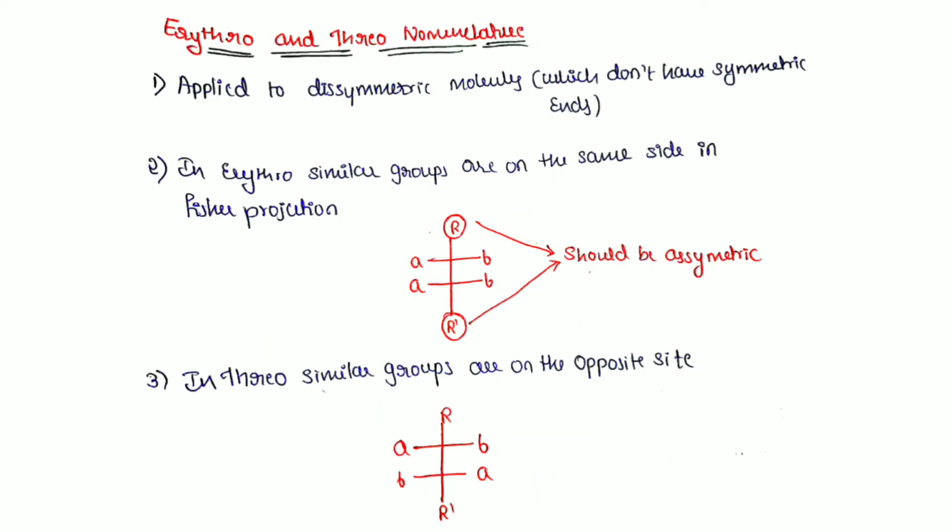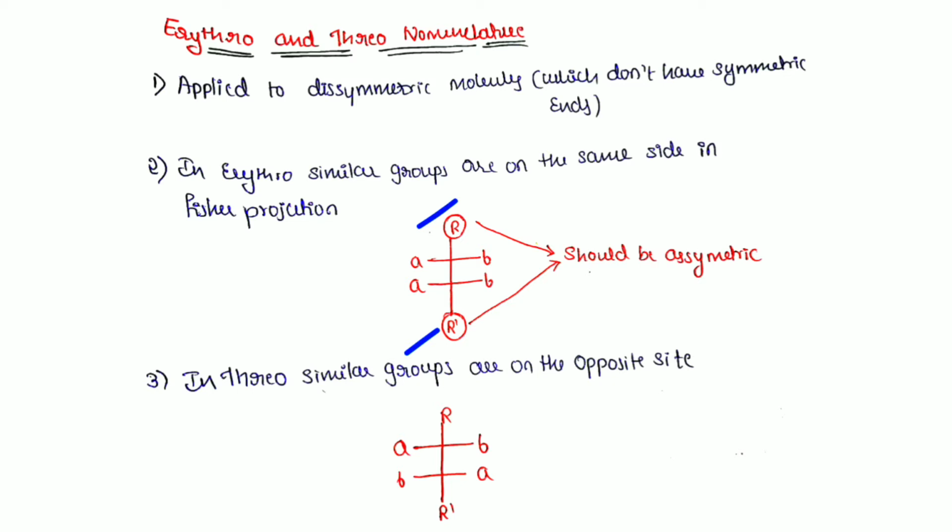Next is erythro and threo nomenclature. This is applied to dissymmetric molecules, meaning those which don't have symmetric ends in a Fischer projection. For example, in this case we have two R groups. These are not the same, but different. To determine the threo and erythro nomenclature, the molecule should be dissymmetric or asymmetric in nature.